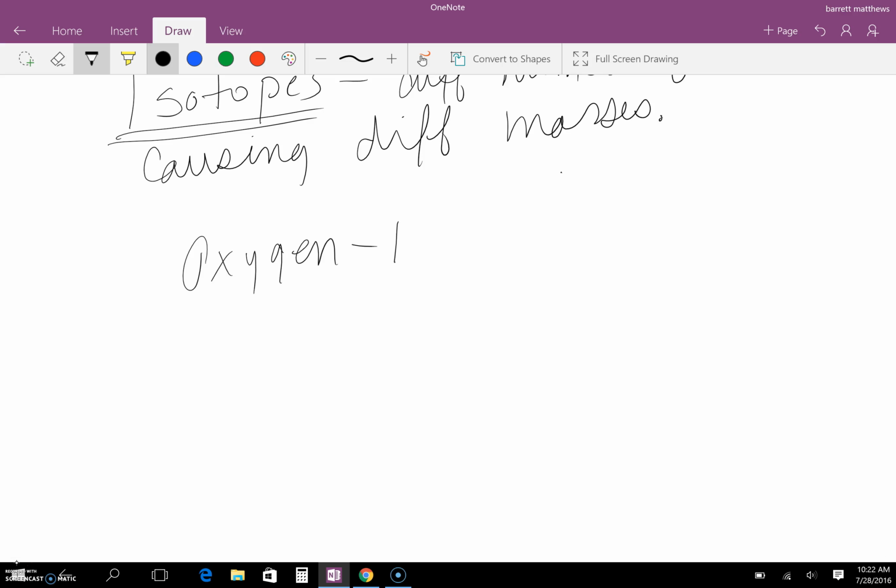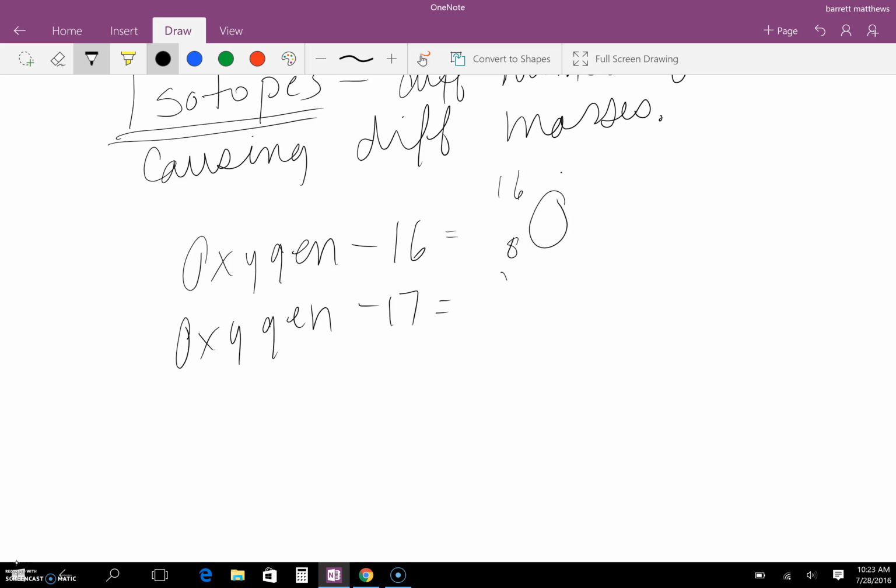So usually we will call them by their mass. So oxygen-16 is written like this with the hyphen, and then the 16 is the mass. Another way that you can write it with symbols is like this. Notice the atomic number is on the bottom, number of protons, and the mass is on the top.